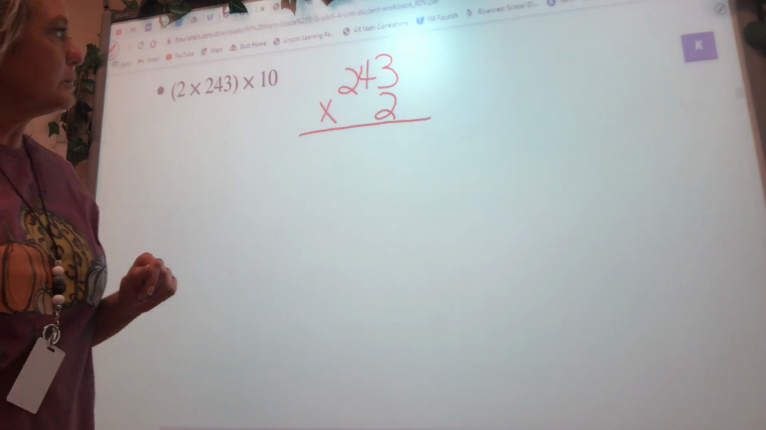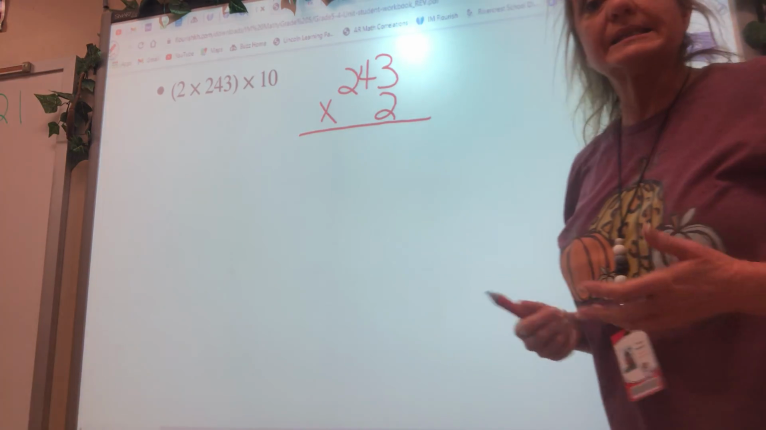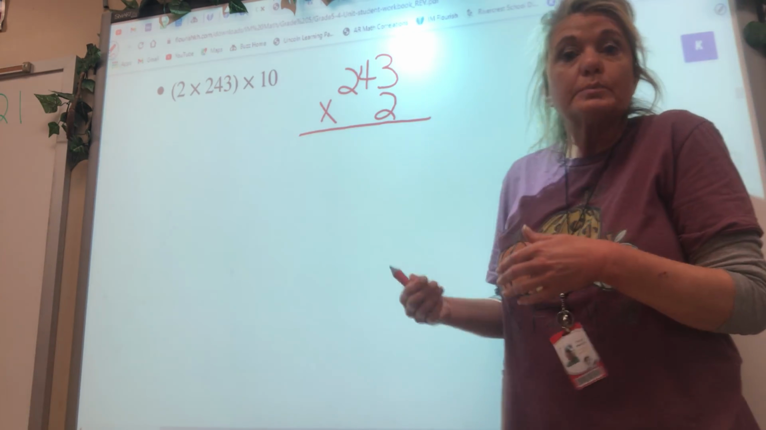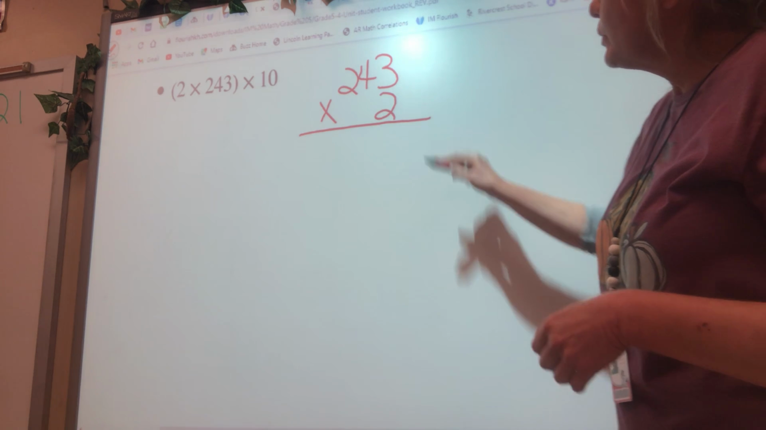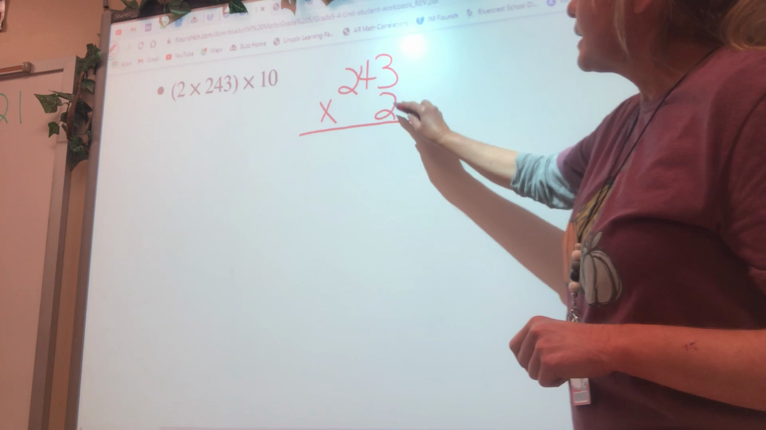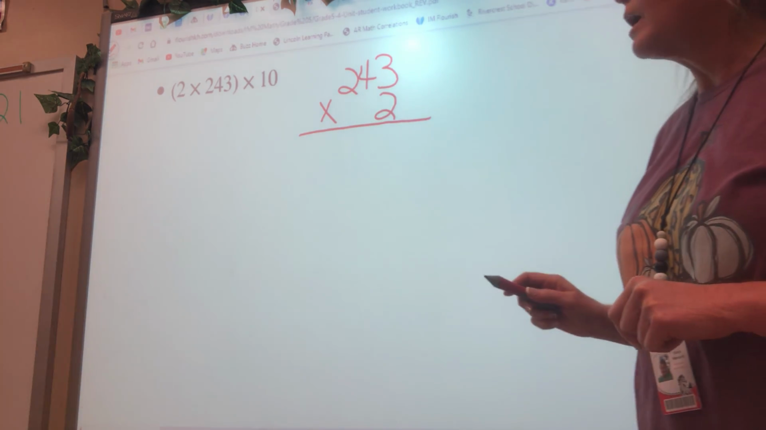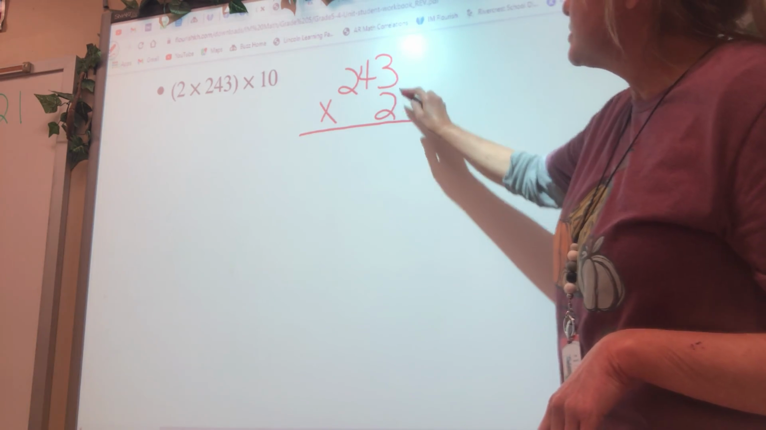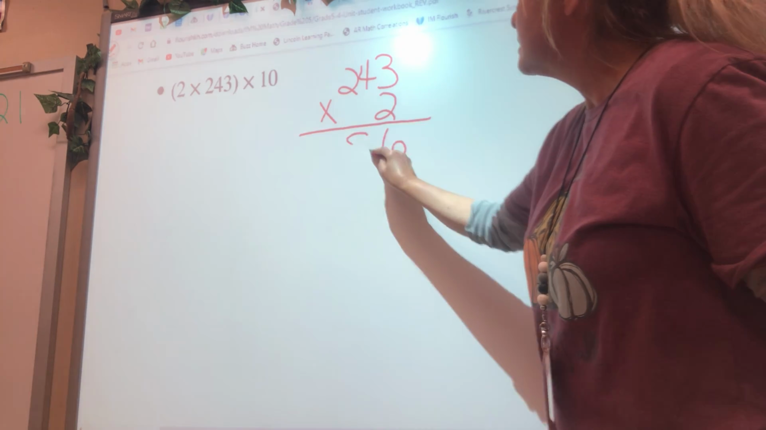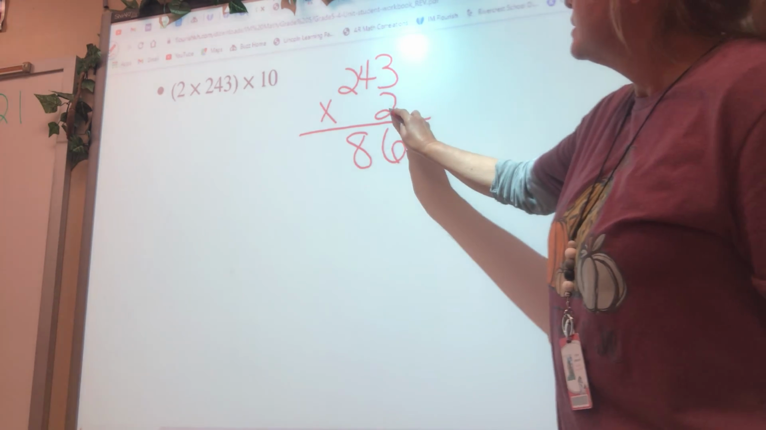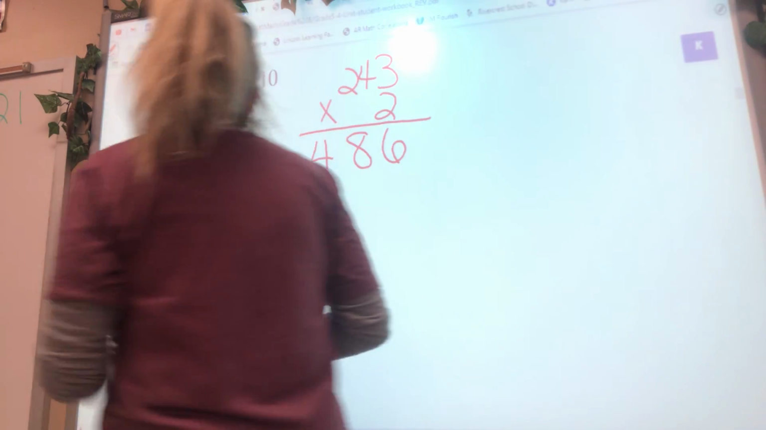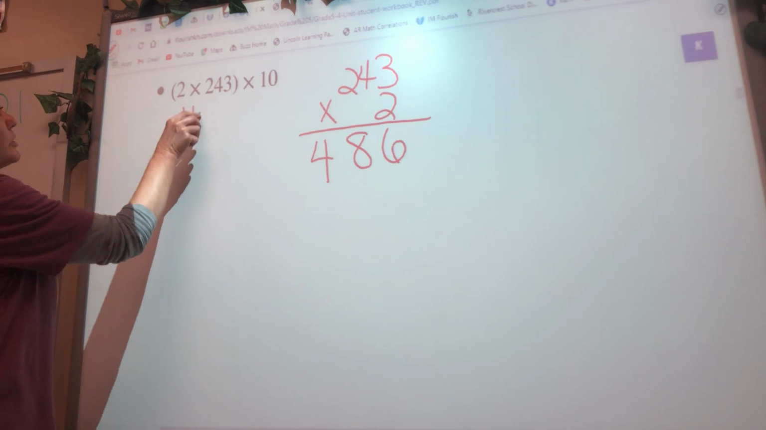Now, we've worked earlier in the week with just using the standard algorithm, and remember, algorithm just means steps, so the standard steps that we would take to multiply. And we always start with our bottom number that's in the ones place, and we multiply it times each thing up top. So we have 2 times 3 is 6. 2 times 4 is 8. 2 times 2 is 4. So coming out of the parenthesis, we would have 486.